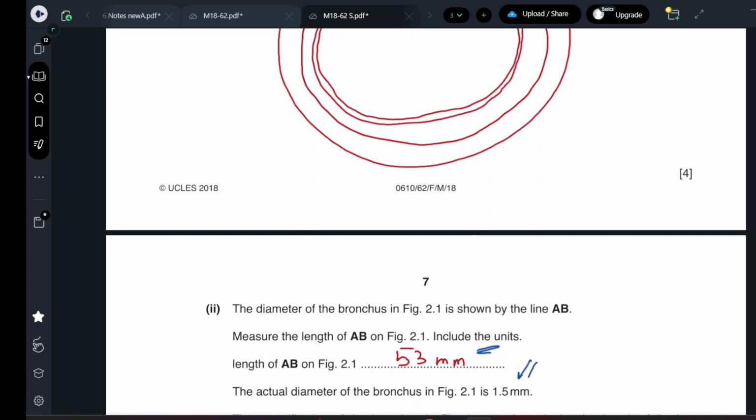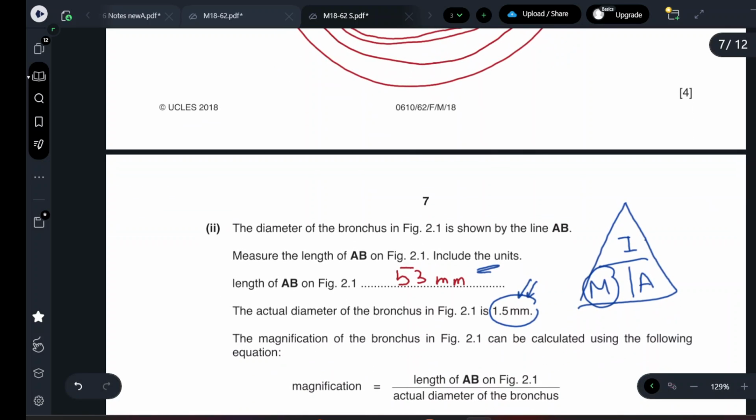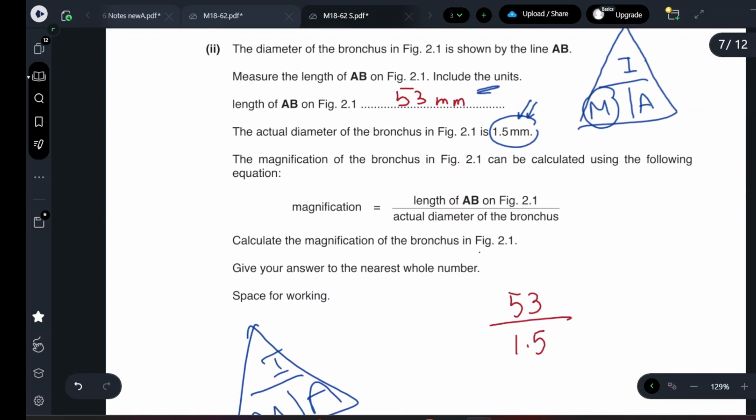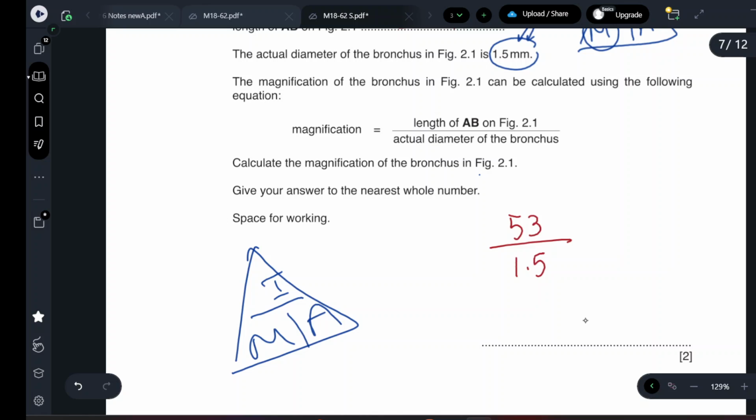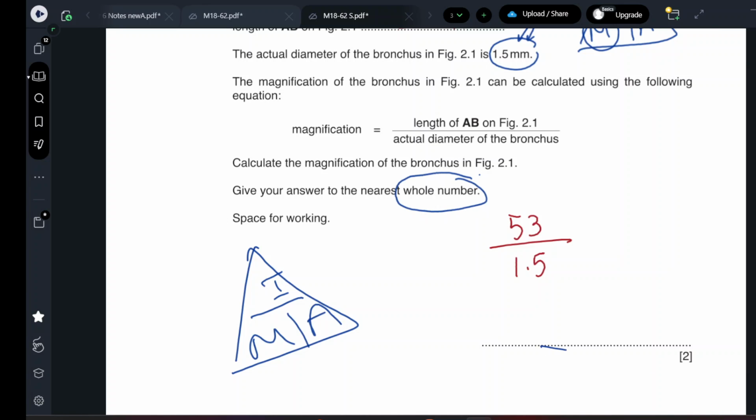He gave you the actual diameter, which is 1.5 millimeter, and he asked you to calculate the magnification. The rule is magnification equals image over actual. So if you want the magnification, you will divide the image, which is 53, over the actual, which is 1.5, okay? And you will calculate it on the calculator to the nearest whole number. Write the number here. Magnification has no units. No units in magnification.